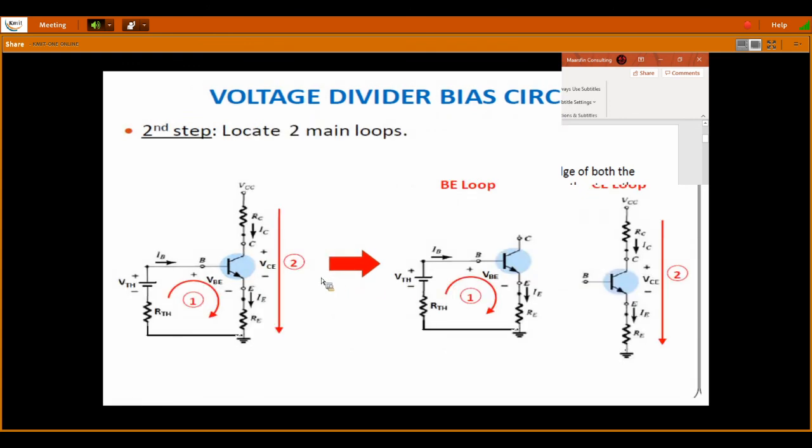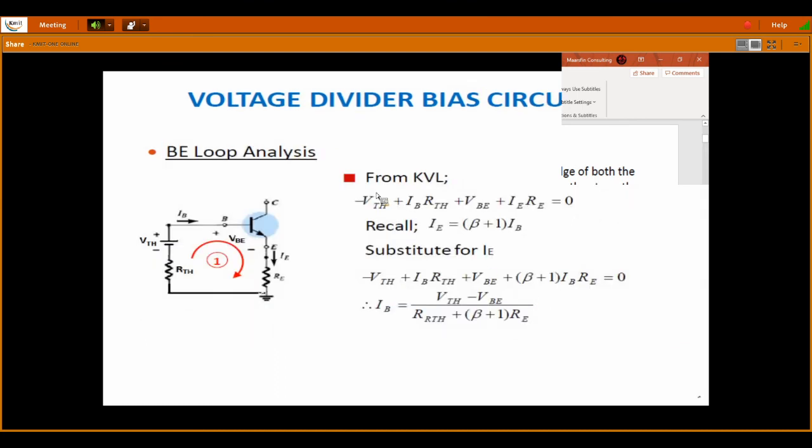Now for the base current IB, these are the relations. I apply KVL on the input to find the IB current in self bias or voltage divider biasing. So IB is equal to VTH minus VBE divided by RTH plus (beta plus 1) times RE.